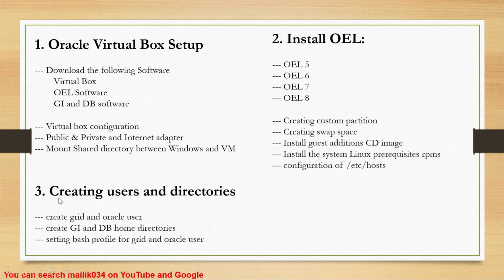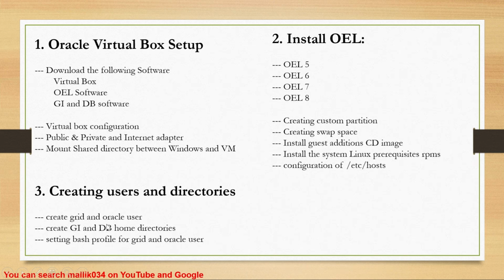And coming to the third, I'm going to show you how to create users and directories, users like grid user and Oracle user, and what grid user IDs you can assign, and what are the groups like OInstall, DBA, RACOPER, and ASM admin, ASM DBA. All those groups, how you can create and how you can modify these users, and how you can assign primary groups and secondary groups for these users. I'm going to cover here.